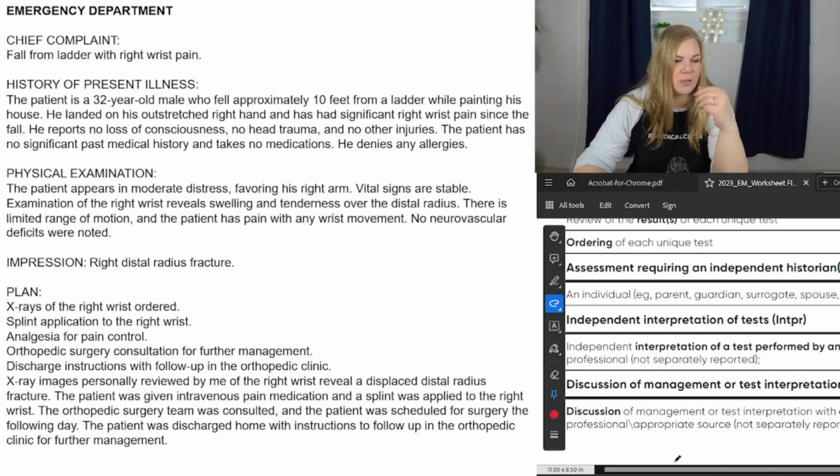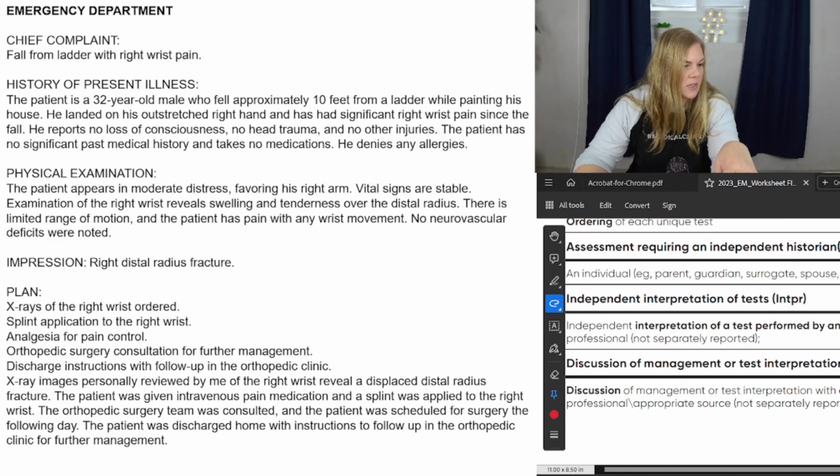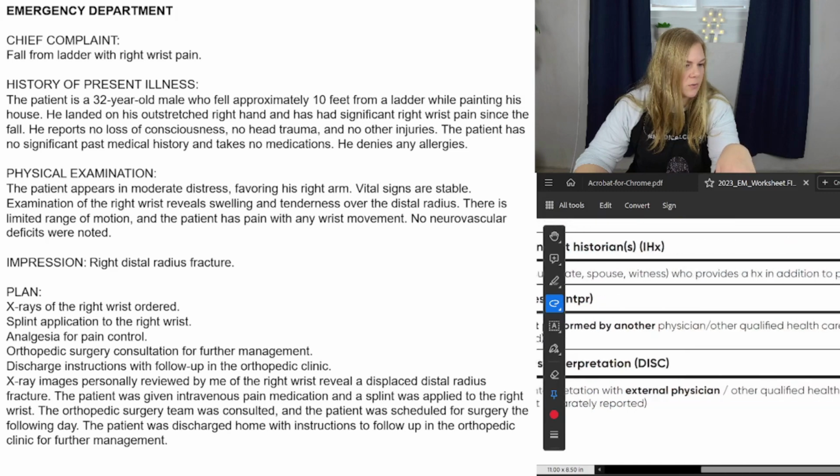So my professional opinion, and of course, my professional opinion isn't everyone's professional opinion, but for the sake of argument, we're going to say they billed out for the x-ray. And in that case, we cannot count it for the interpretation of a test because that is being separately reported by that separate CPT code. They're getting the reimbursement for it right there. And we did not discuss the test with an external physician.